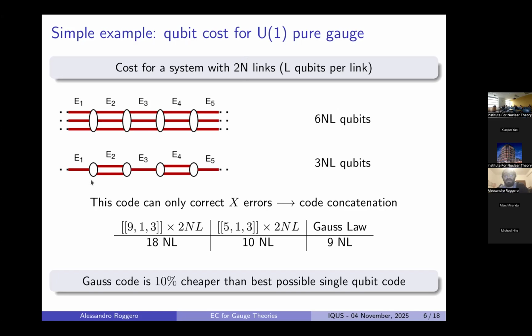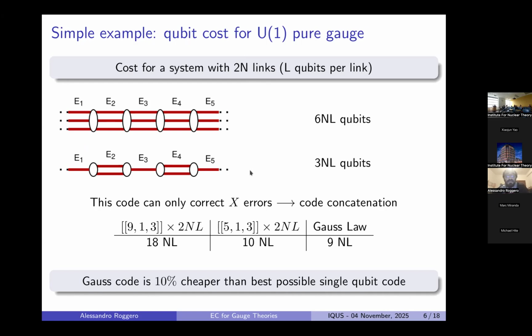While if you're using the fact that the physical states that you're interested in satisfy Gauss's law, then you can save a lot of these qubits, and only use regular single links on the even ones and double links on the other ones. So this comes with a saving of, let's say, 50% in size.